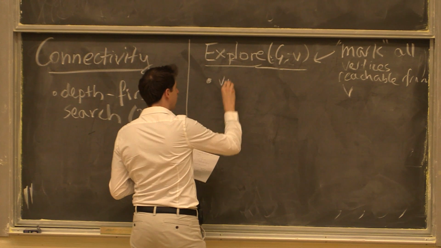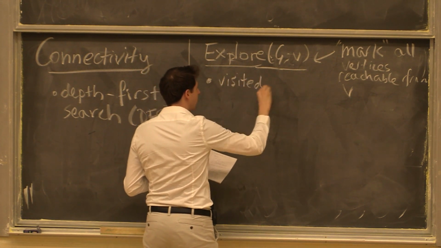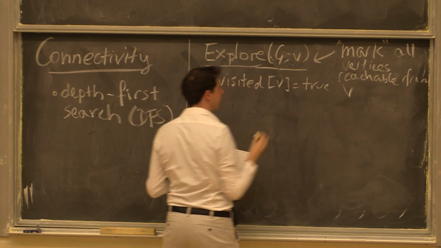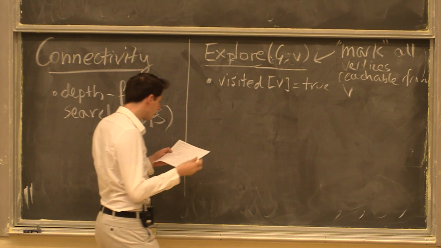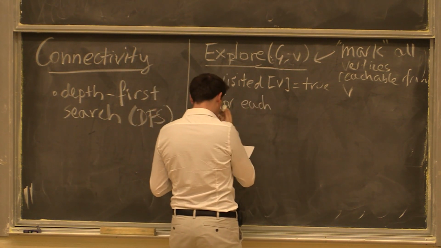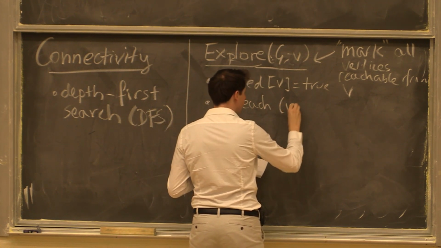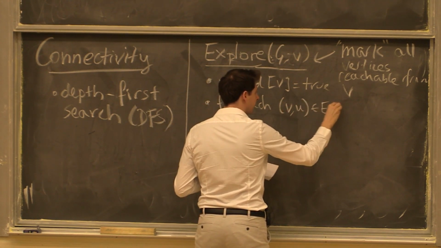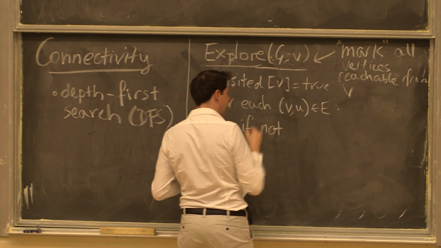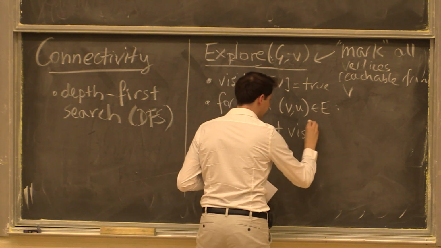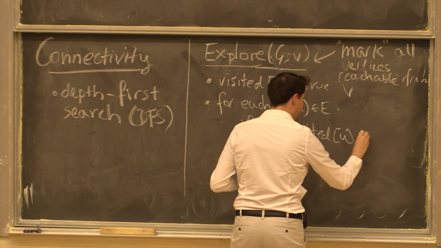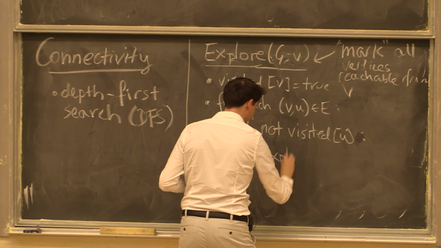First, when you run it, it will mark where you spawn it. It will say, I am at V, so I will say that I have visited it. So you're marking it, I've been here. And then you say, for each outgoing edge VU, if you have not visited the other vertex that you get to, if not visited U, then you explore it.